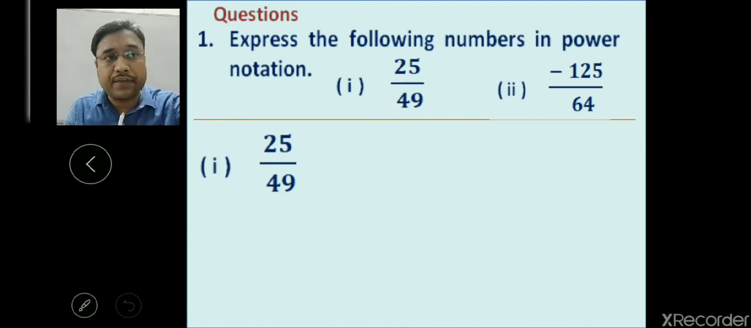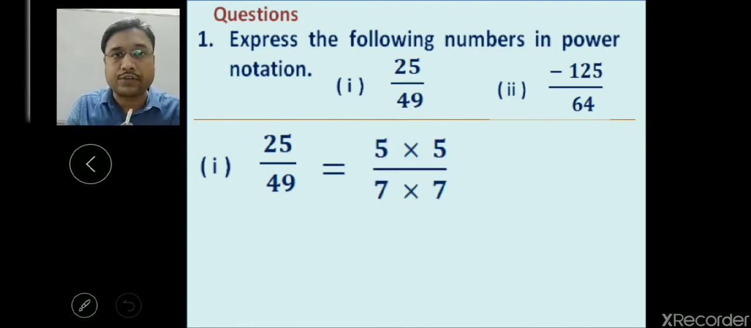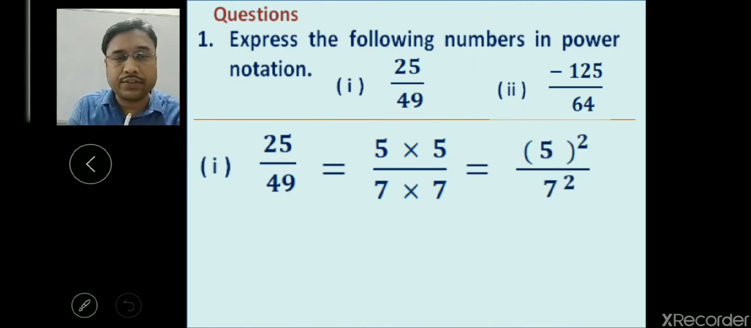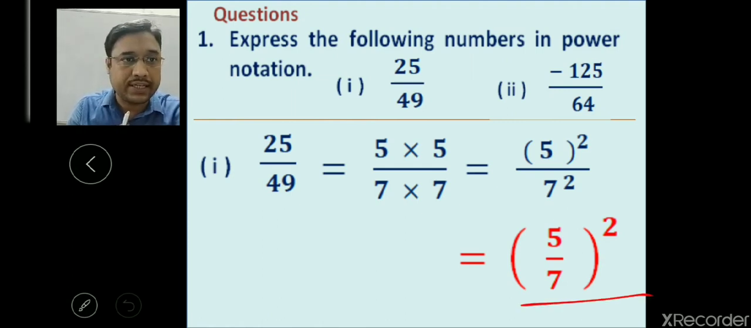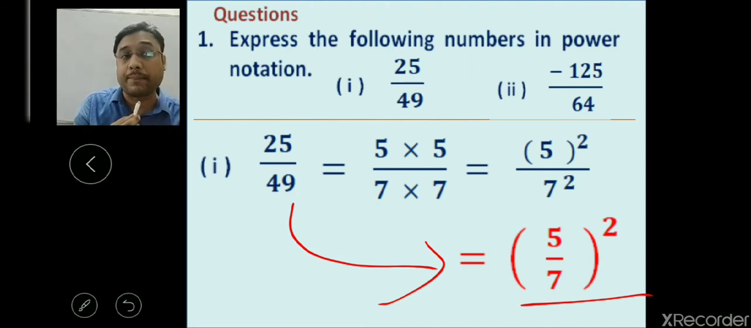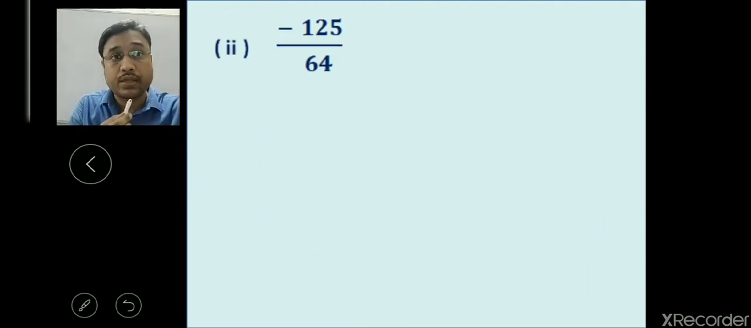Then we have the first number, 25 by 49. We can write by prime factorization that 25 is 5 into 5 and 49 is equal to 7 into 7. So we have 5 square, 5 into 5 is 5 square here, and downside 7 into 7 means 2 times multiplied with itself, so the result is 7 square. So 5 square by 7 square is equal to 5 by 7 whole square. This number is the answer in exponential form. So the given number 25 by 49 is represented in exponential form as 5 by 7 raised to the power 2.